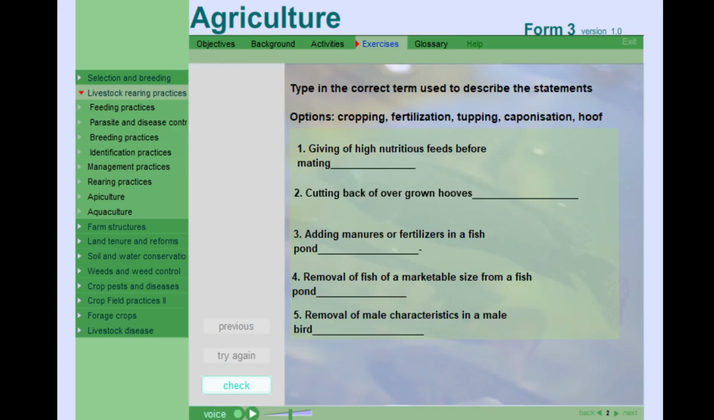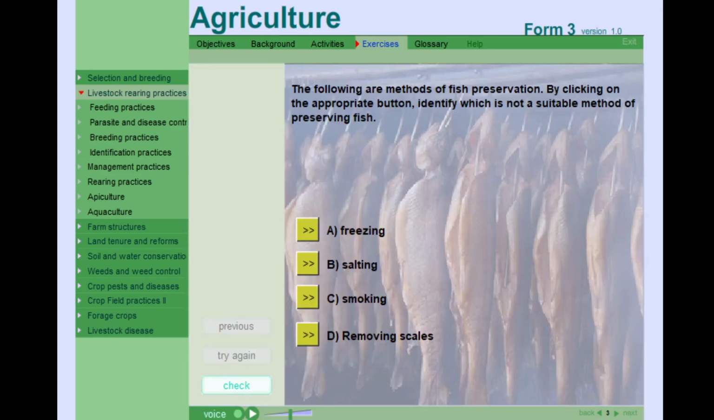Type in the correct term used to describe the statements. The following are methods of fish preservation. By clicking on the appropriate button, identify which is not a suitable method of preserving fish.